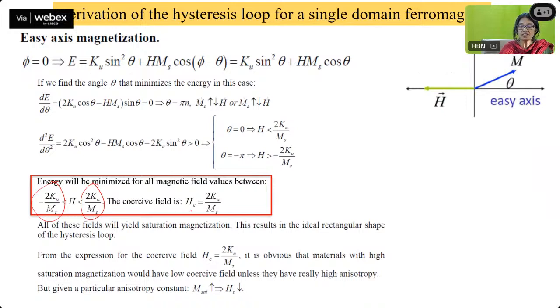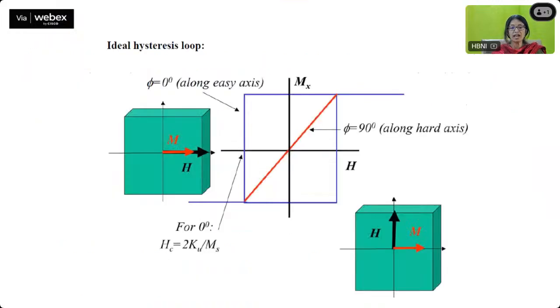So the coercive field in this case is 2Ku/Ms. All of these fields will yield saturation magnetization. This results in the ideal rectangular shape of the hysteresis loop. Now if you look into it, for an ideal hysteresis loop, this is how it is going to look. You should actually get a perfect square.